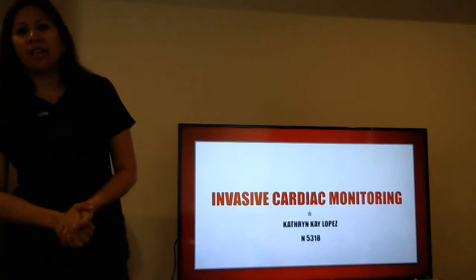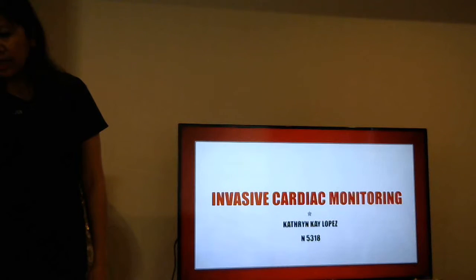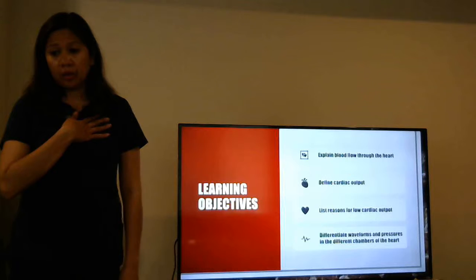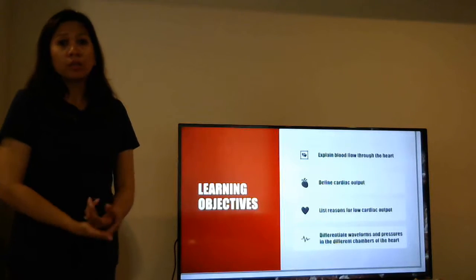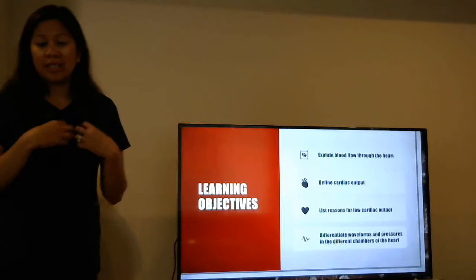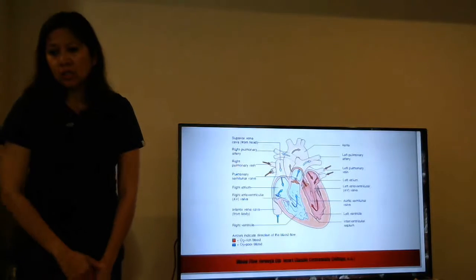So we'll talk about invasive cardiac monitoring. What we're going to do today is first explain the blood flow through the heart. Again, we're going to go through that. We're going to define cardiac output. We're going to list the reasons for low cardiac output, and then we're going to look at the waveforms and pressures inside the heart to see what we're responsible for as the critical care nurse.